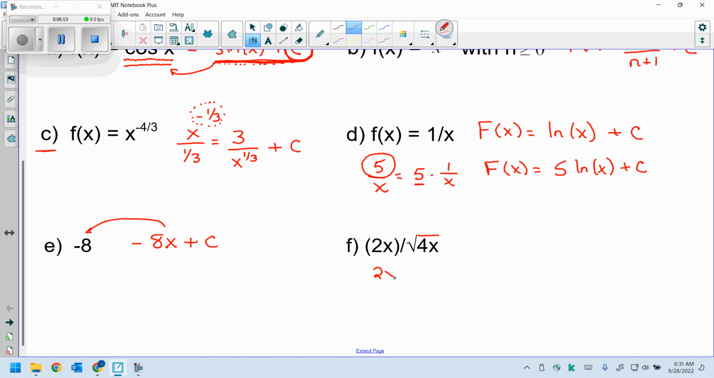If we have 2x over, well, now the square root of 4 is a 2. And the square root of x is x to the half. So I'm going to rewrite it. I'm going to simplify it.